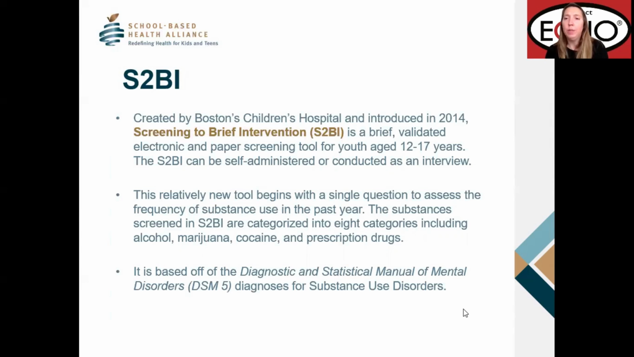This relatively new tool begins with a single question to assess the frequency of substance use in the past year. And so the substances screened in the S2BI are categorized into 8 categories, including alcohol, marijuana, cocaine, and prescription drugs. And the tool is based off of the Diagnostic and Statistical Manual of Mental Disorders, also known as the DSM-5, diagnosis for substance use disorders.